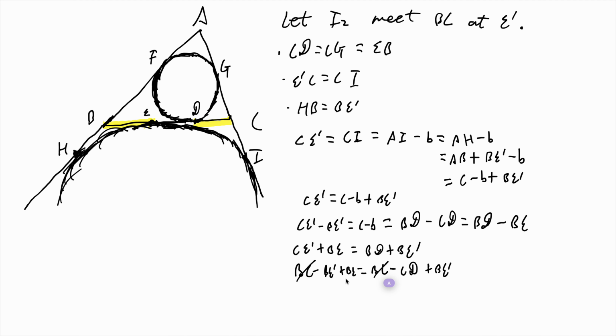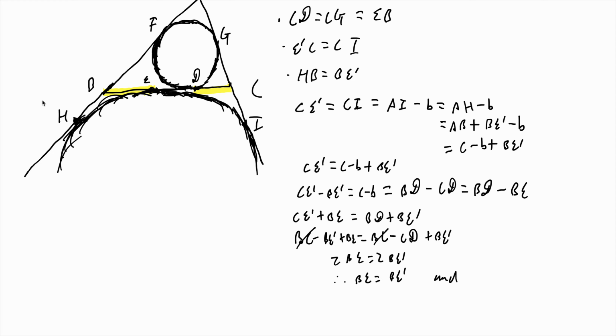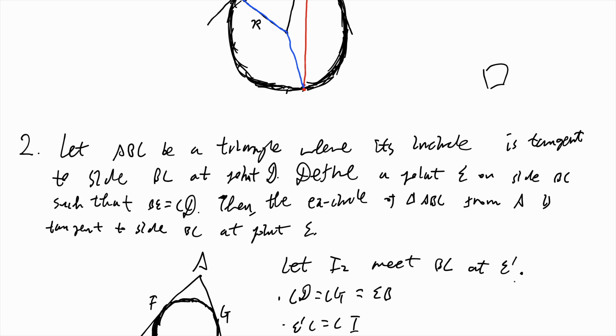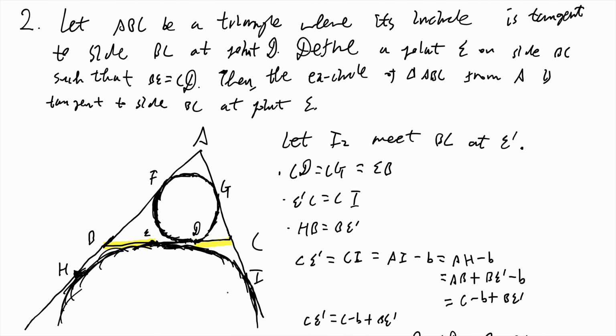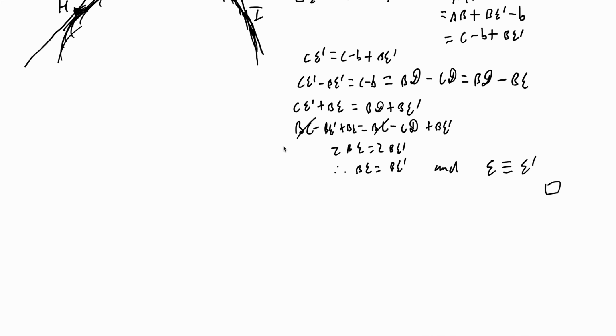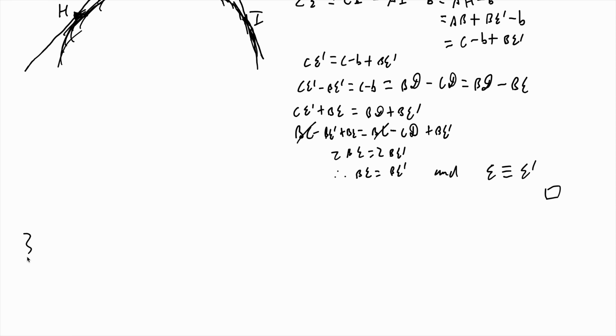Now what is BE? BE and CD, they're equal to each other. So 2 times BE is equal to 2 times CD. Nice. Therefore BE equals BE prime. And since E prime is on the line BC, yay! We proved this one too. So yeah, this lemma is true. Now the third one is actually, you could think of it like the corollary of it.